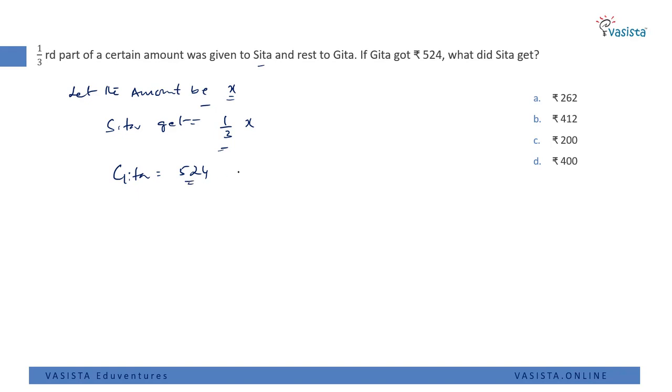524 she got, but she got the rest of the amount, that is x, the total amount, minus 1/3 of x. Right, now here take LCM. 3 is the LCM, so 3x minus x. Right, 3x minus x is 2x by 3. So now Gita got 2x by 3, which is equal to 524. Right, so Gita got 524.